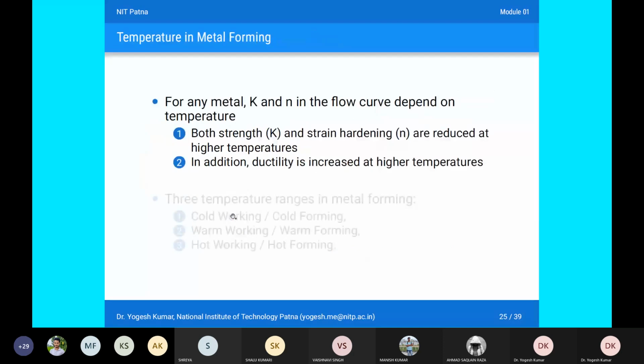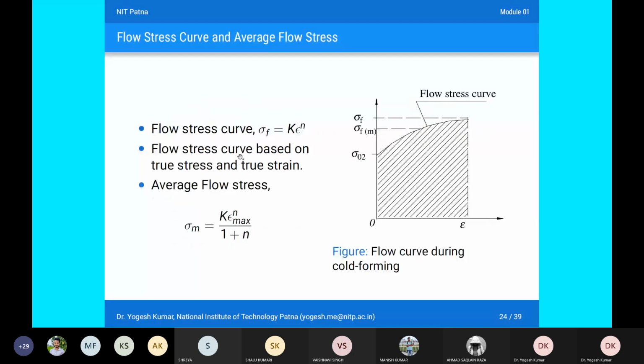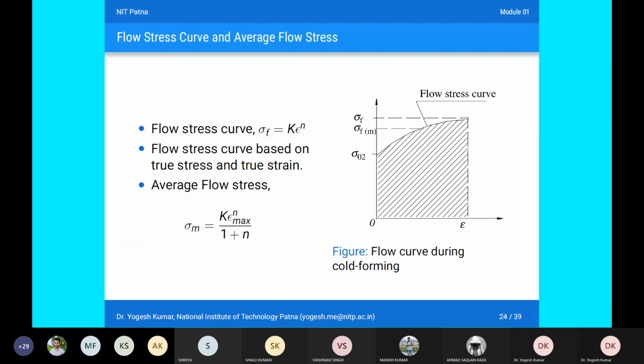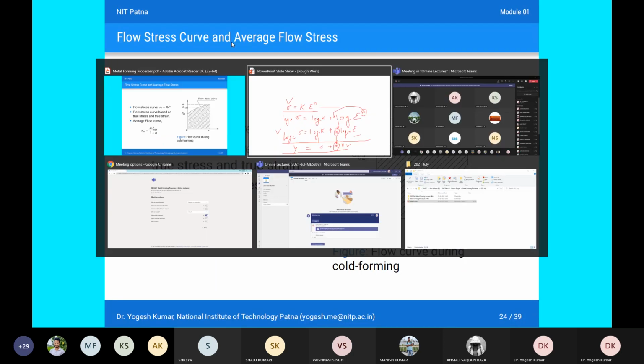So for today, I will stop here. I want to add more material on the effect of temperature in metal forming processes, so I will take this in the next week's lecture. If there are any queries, we can take queries.